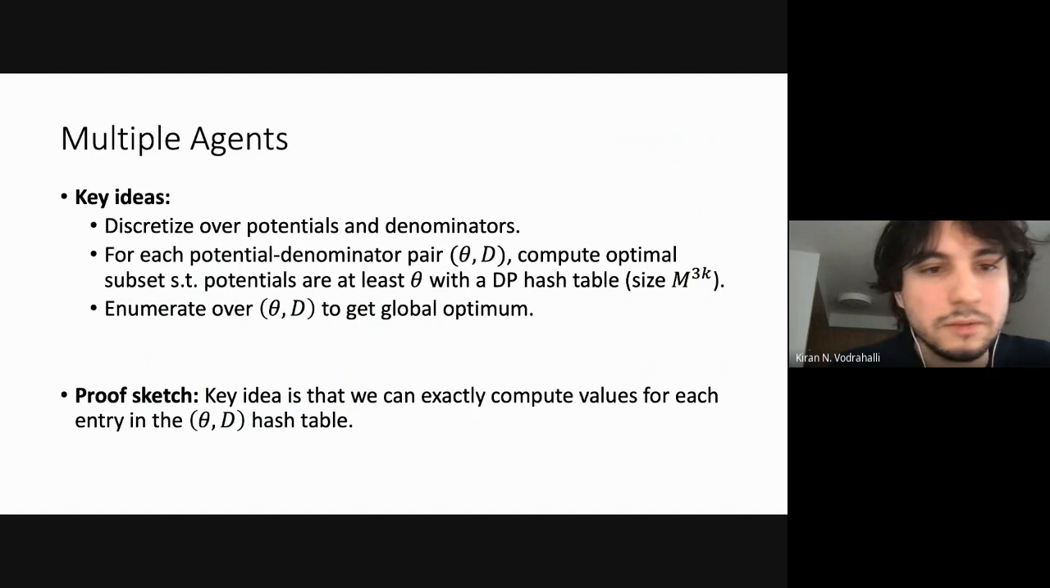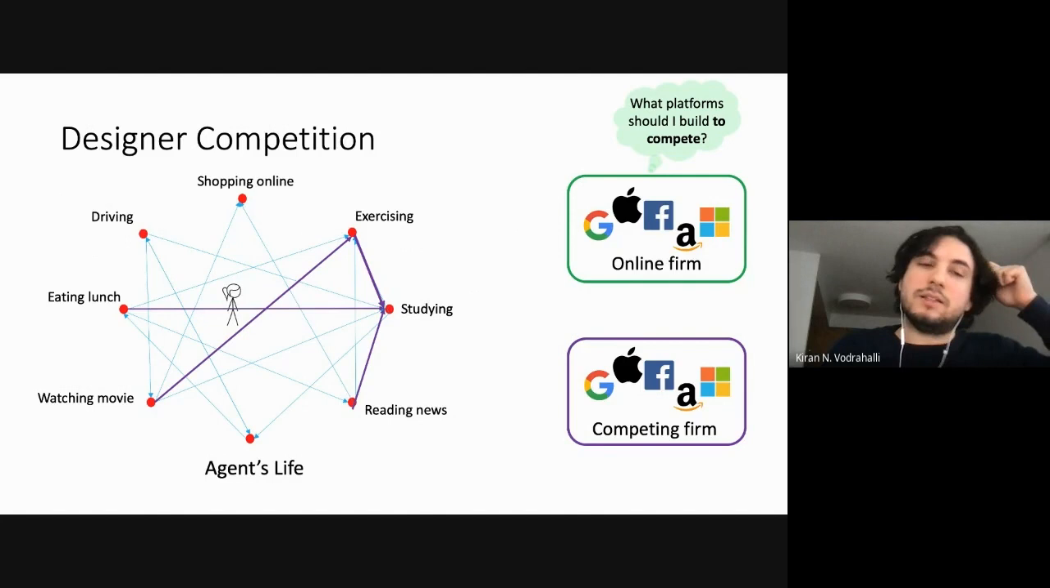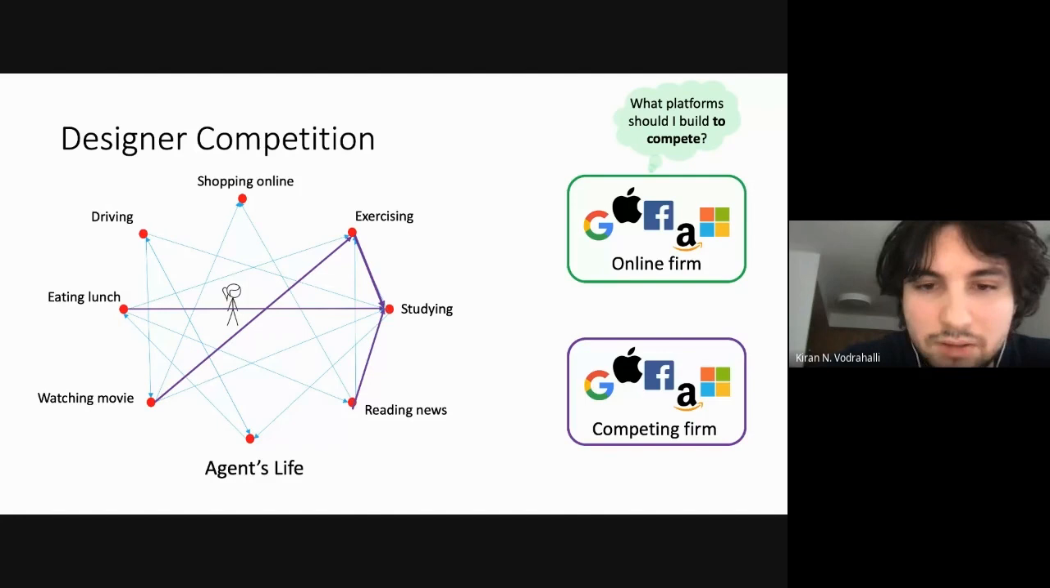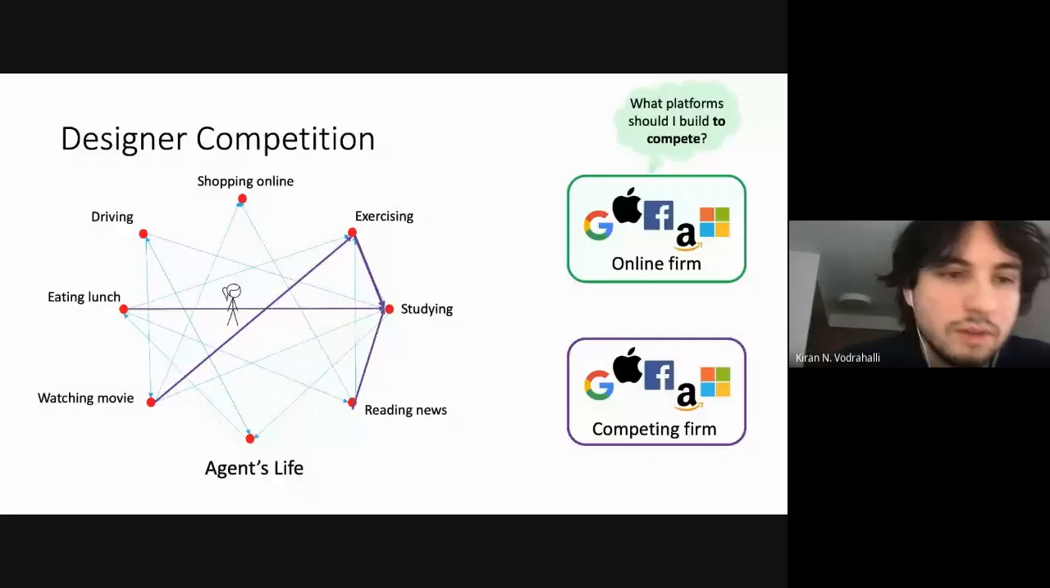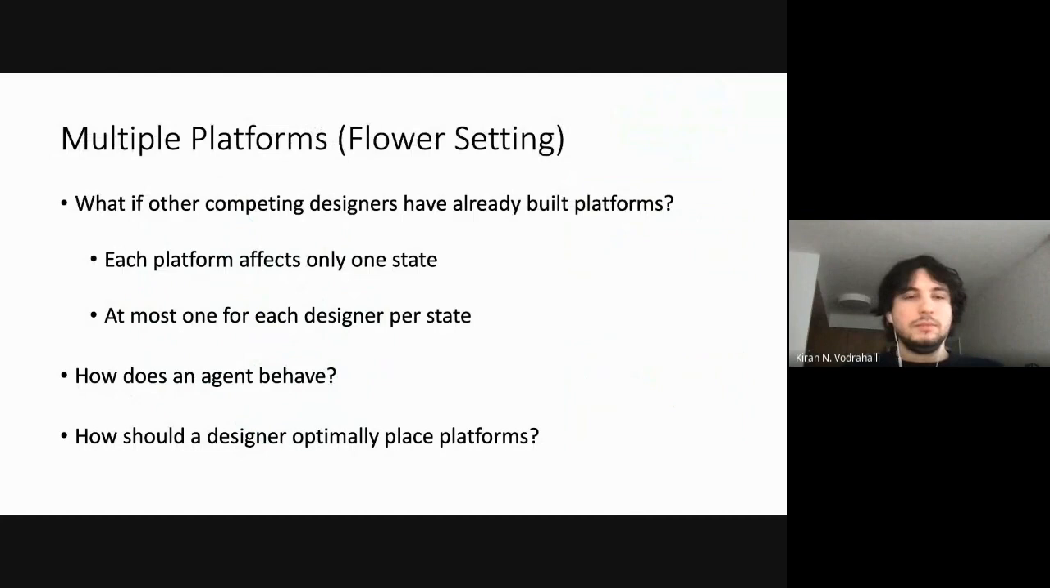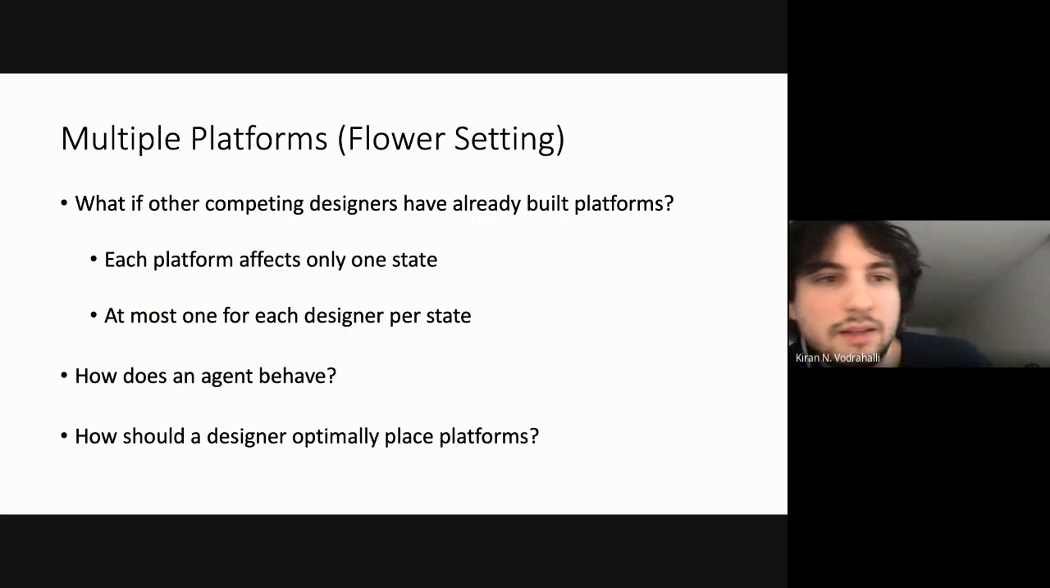So then another setting we can consider is the designer competition setting, where we now have multiple designers. So you have an online firm and you have a competing firm. Think of a social network before Google built Google Plus. So what should Google now do, given that there are already these platform options out there for the agent? What if other competing designers have already built platforms? We're going to assume for simplicity that each platform affects only one state. There's at most one platform for each designer per state.